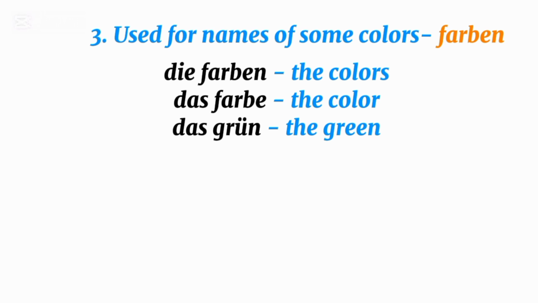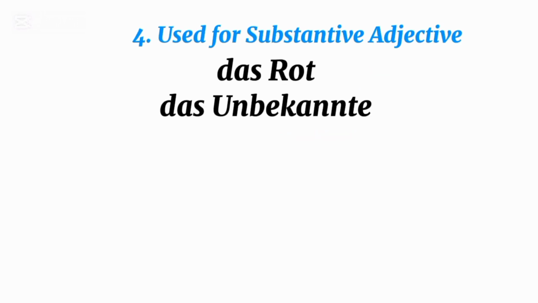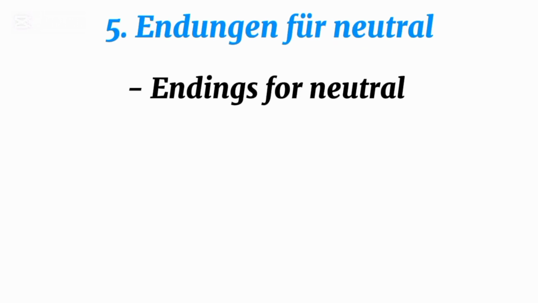Next is the substantive adjective. Zum Beispiel rot, oder unbekannte. All these take a das article. Next, and one of the main points here, is all about the endings. Endungen für neutral, endings for neuter.